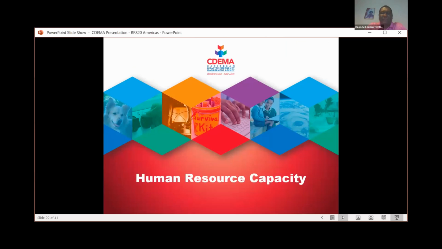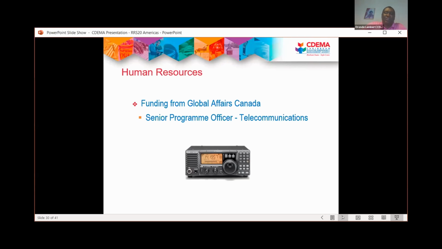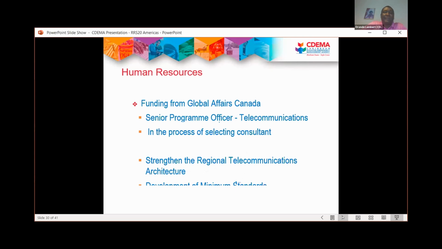Also, we've been able to enhance our human resource capacity. Through the funding, we've been able to hire a senior program officer for telecommunications. It's actually the first time that CDEMA has been able to have a dedicated resource in the area of telecommunications, and he's going to be driving a lot of things in-house for us.